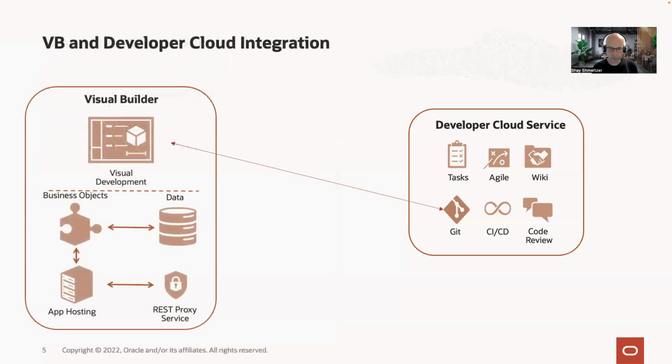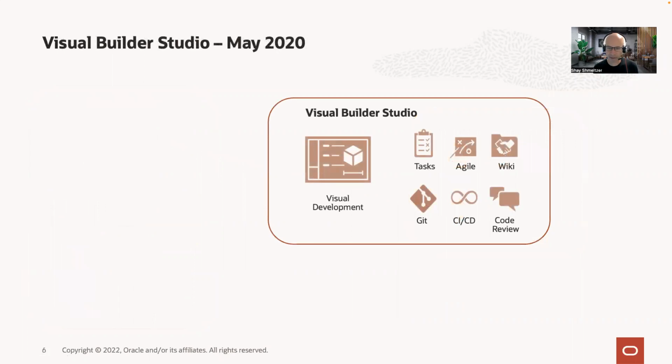One of the things you were able to do is hook up your Visual Builder instance to the Git repository in Oracle Developer Cloud Service and basically manage your application code inside that Git repository. So we had two services on two sides and they were talking to each other. But then we figured out, hey, we might be able to make the experience even smoother if we take the design time part from Visual Builder and just bring it into what used to be Developer Cloud Service. We did that, and then we renamed Developer Cloud Service to be Visual Builder Studio.